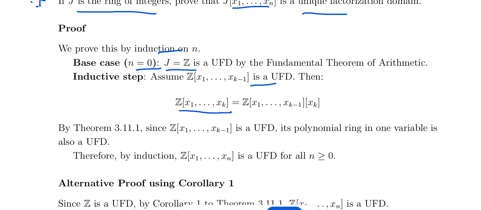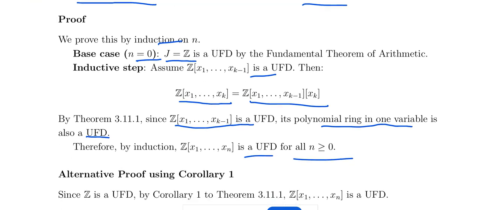So how to express this? Z of x1, x2, ..., x_{k-1}, in the variable xk. We already know it is a unique factorization domain, and that a polynomial ring in one variable over a unique factorization domain is also a unique factorization domain. This is a very important point. The product of the two is a unique factorization domain. Therefore Z of x1, x2, ..., xn is a unique factorization domain for every n greater than or equal to 0.